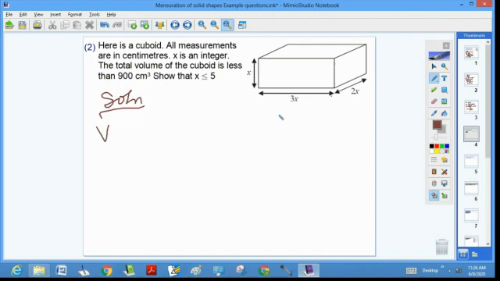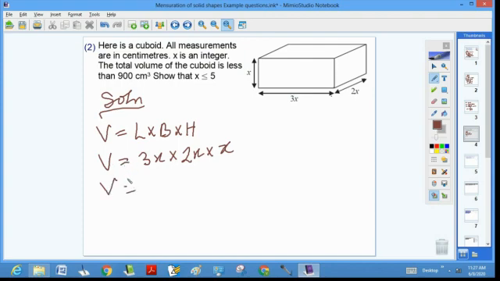Volume of cuboid is given as v equal to length times breadth times height. As you can see, the values are given here. So v is equal to 3x times breadth, which is 2x, times height, which is x. So that v is equal to 3x times 2x times x will give us 6x cubed.